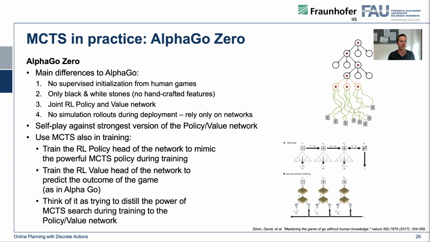Okay, so we use the MCTS also in training. We train the RL policy head of the network to mimic the powerful MCTS during policy training. We train the RL value head of the network to predict the outcome of the game, as we also did in AlphaGo. And you can think of it as distilling the power of Monte Carlo research during the training of the policy and value network.